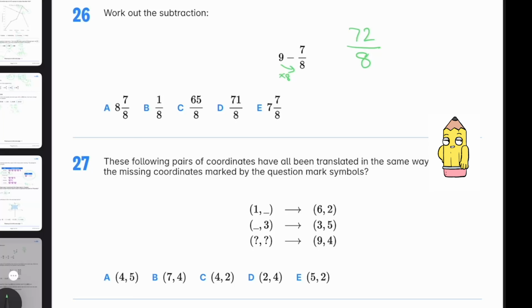We can now find the difference of the fractions by subtracting the numerators like normal numbers. And that would give us 65/8, and C is our answer.